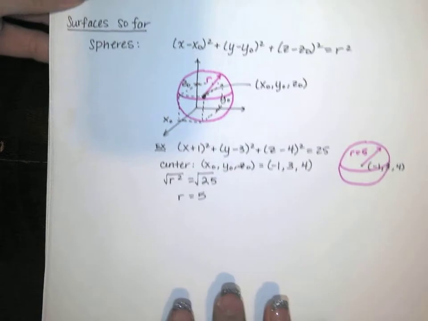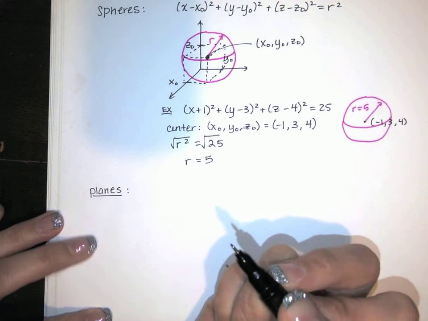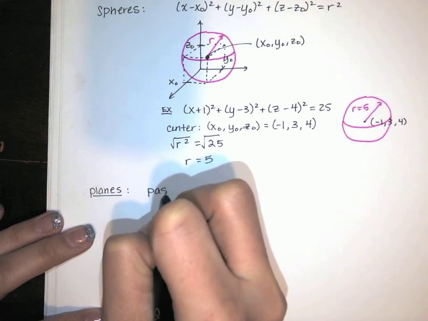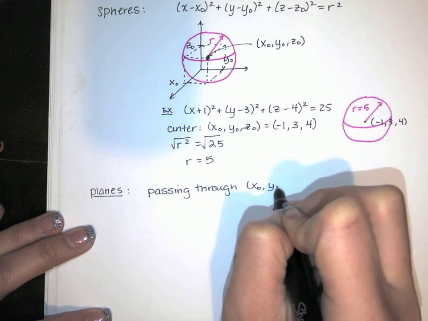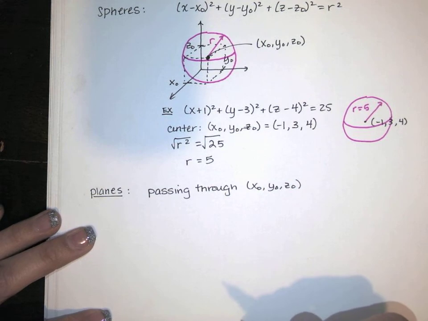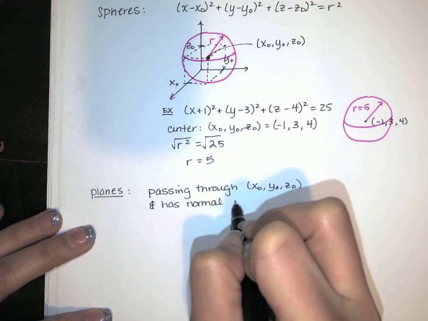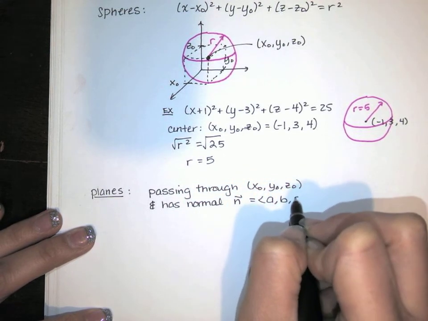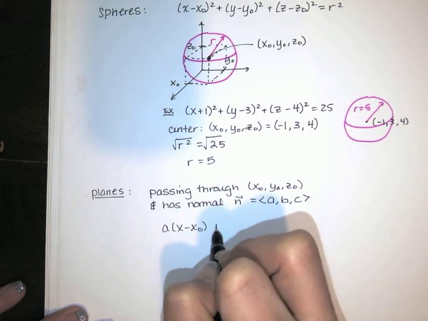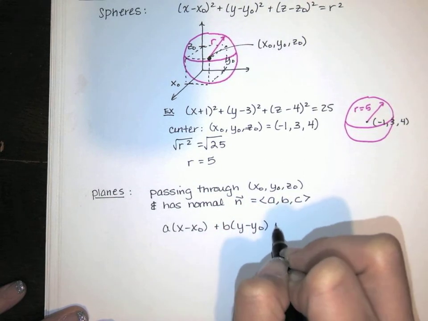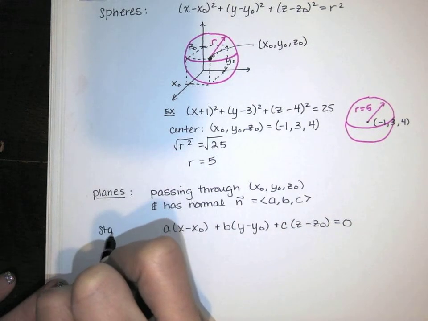So we know about spheres. We also know about planes. We studied planes in the last section. Remember, if a plane passes through the point x naught, y naught, z naught, so we're certain this is a point in the plane, and those are given, and it has a normal vector n with components a, b, and c, the standard form of the equation of the plane is a(x − x₀) + b(y − y₀) + c(z − z₀) = 0. That's standard form.